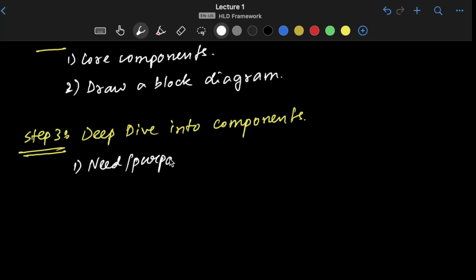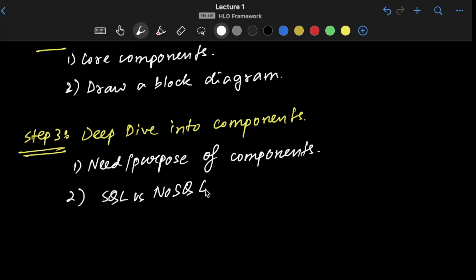Why are you using this web server, why not stateless, why not stateful, why are you using a load balancer, why are you using a relational database or a non-relational database. All these things, depending on the interviewer's perspective, we will be discussing in each of the steps. So this is the need or purpose of the individual components which we will be using in the designing of our system. I just gave you an example, like SQL versus NoSQL. What is your choice and why are you using it? In-memory cache or distributed cache, which one would you prefer and why, and all those things.